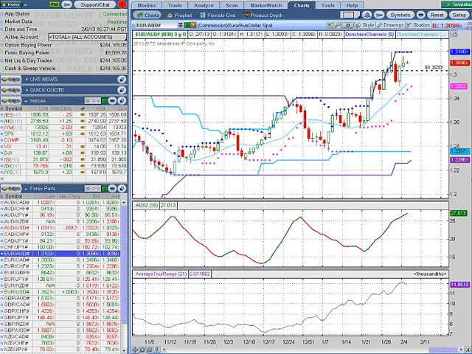Here's the price chart for the Euro Aussie. The price has recently broken out of this long-term consolidation, and it's now sitting just above support at 1.3033. Our potential entry would be here at the conjunction of the 21 and 55-day Donchian Channels.